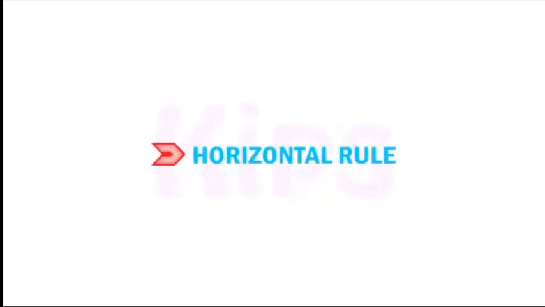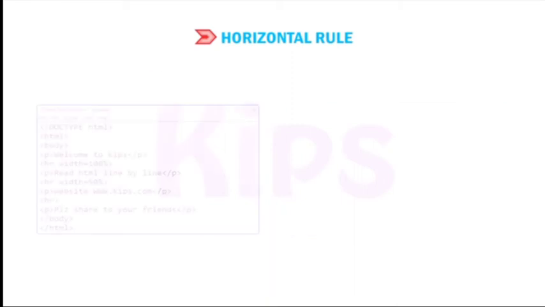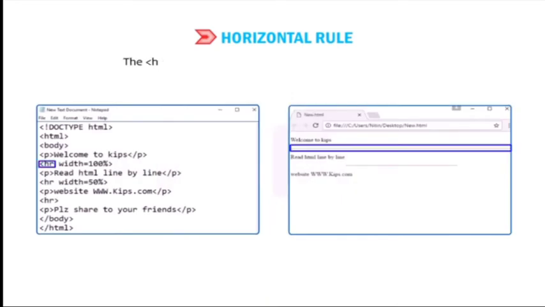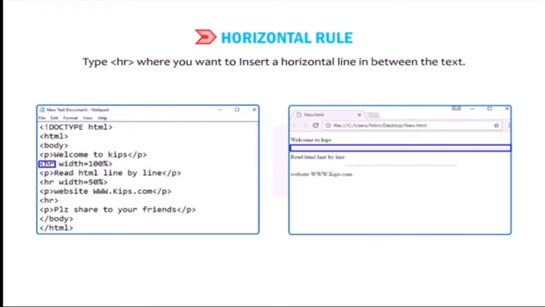Okay, let us discuss the horizontal rule. It is used as a separator between blocks of text. The HR element draws a horizontal line across the page. It is an empty element and has no end tag. Type HR where you want to insert a horizontal line in between the text.